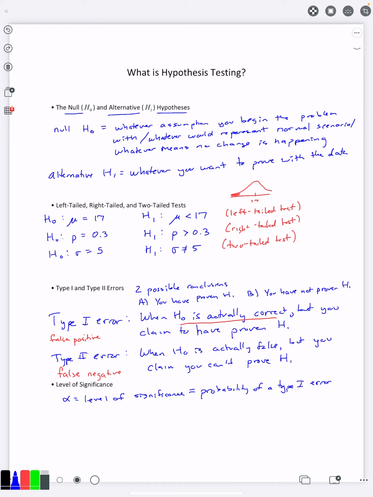So these are the terminology that we are going to use when going through all our hypothesis testing. Future videos are going to be just looking at specific versions of hypothesis testing and how we do the calculations and how we make our conclusions.